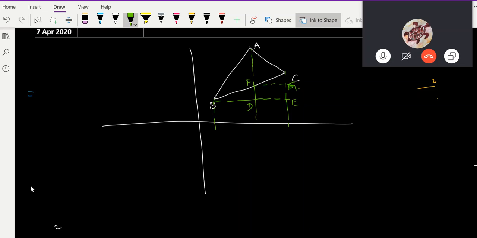Okay, so we are trying to find out triangle ABF, and triangle ABF is equal to triangle ABD, sorry, minus triangle FBD, right? Correct?